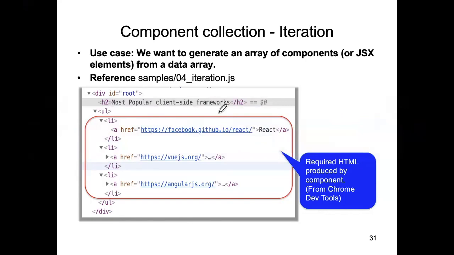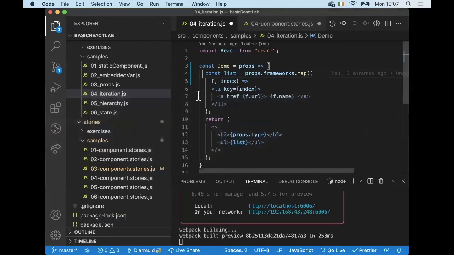So that's showing us how to generate an array of, in this case, JSX elements, but as I said, it could be an array of components from a data array. We use the array map function to do it for us. I said I'd explain what this key is about. This is more a convenience for React.